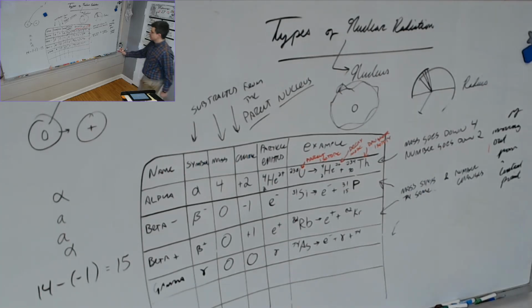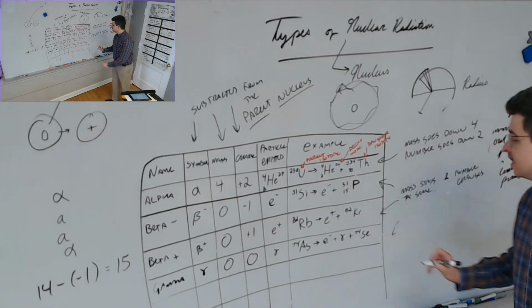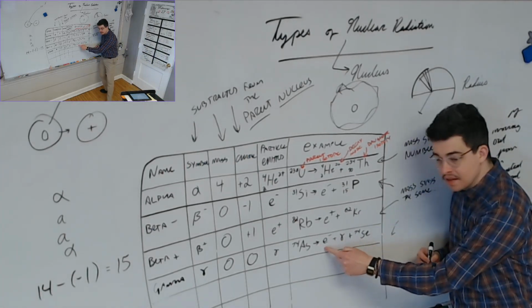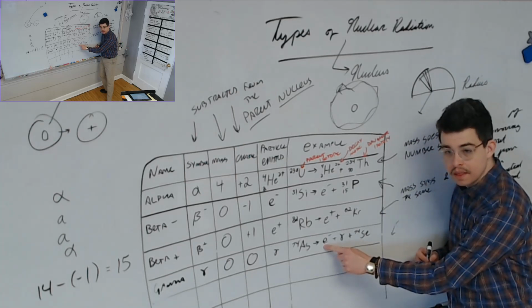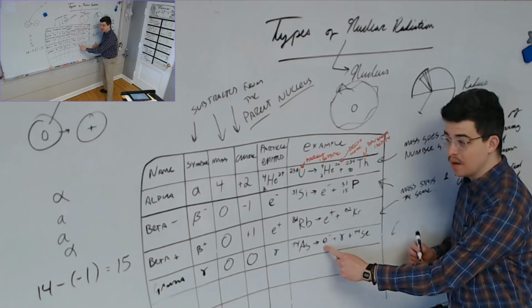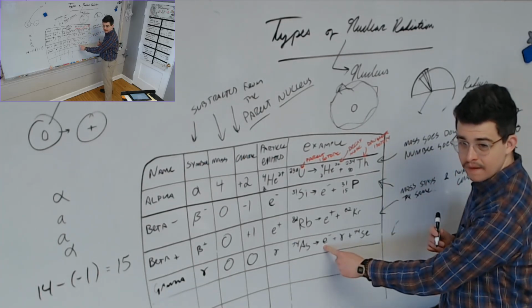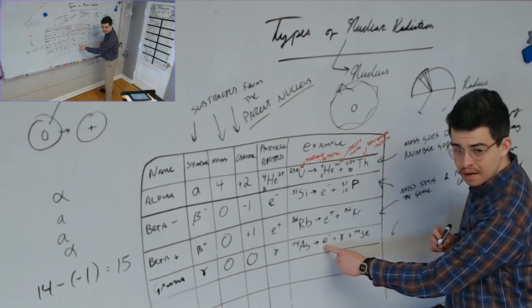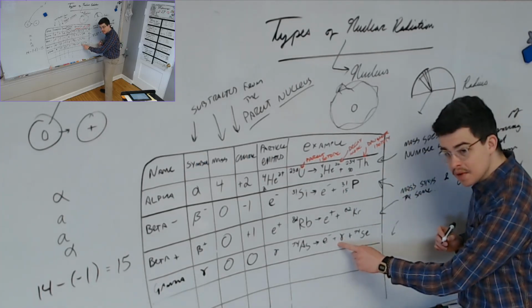selenium, which is 34. But listen, it changed because of this guy. What's he? An electron. What kind of decay is this? Negative. What do we call it? Beta minus. The gamma did not change it at all.